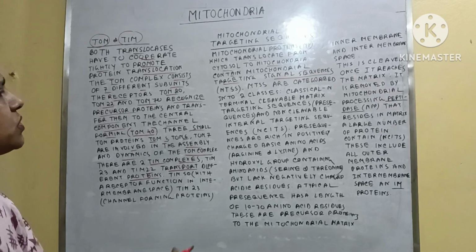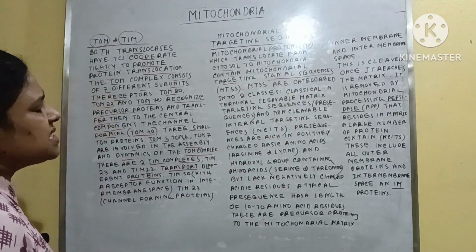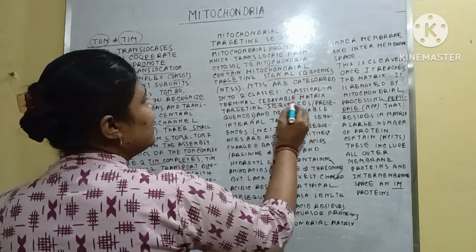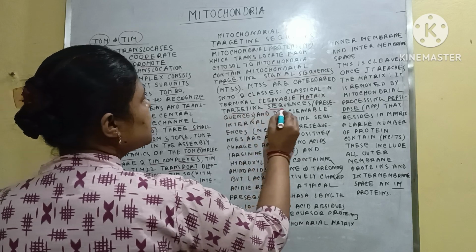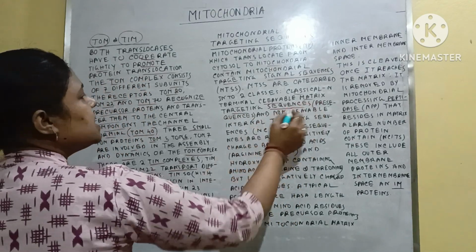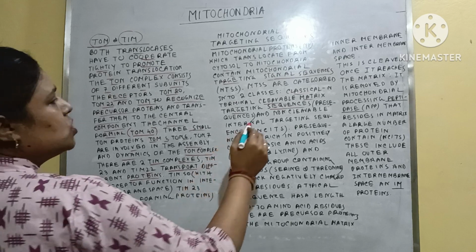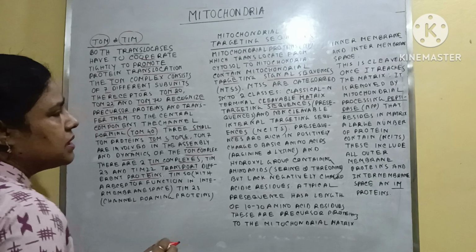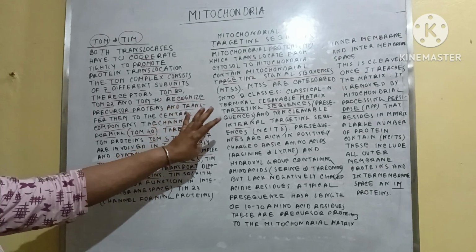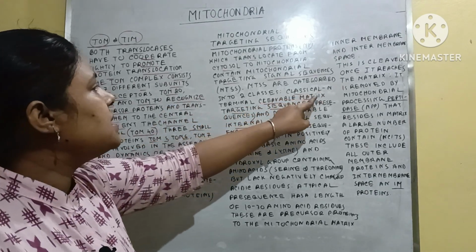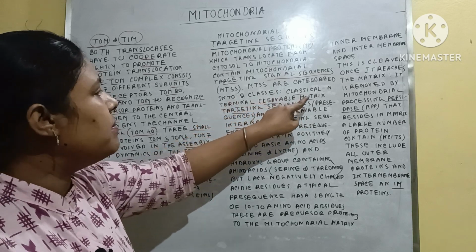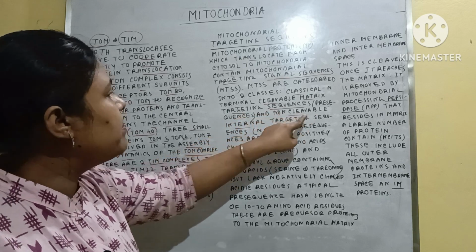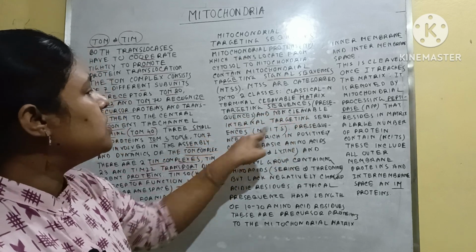There are two signal sequences. One is known as the classical N-terminal cleavable matrix targeting sequences, or pre-sequences, and the other is the non-cleavable internal targeting sequences. Clear? So two kinds of sequences are there.